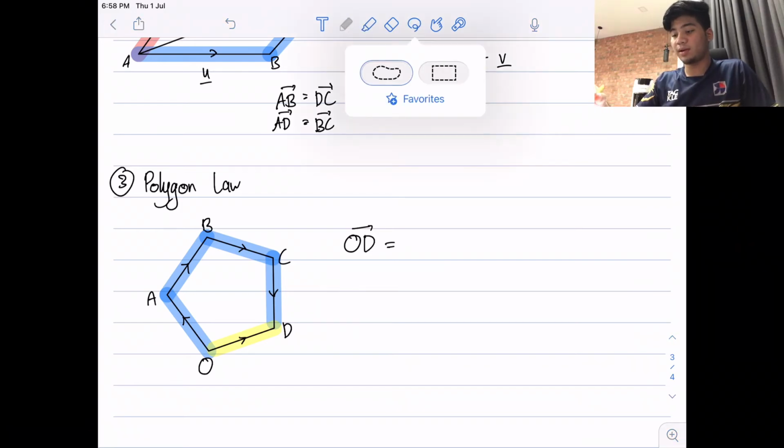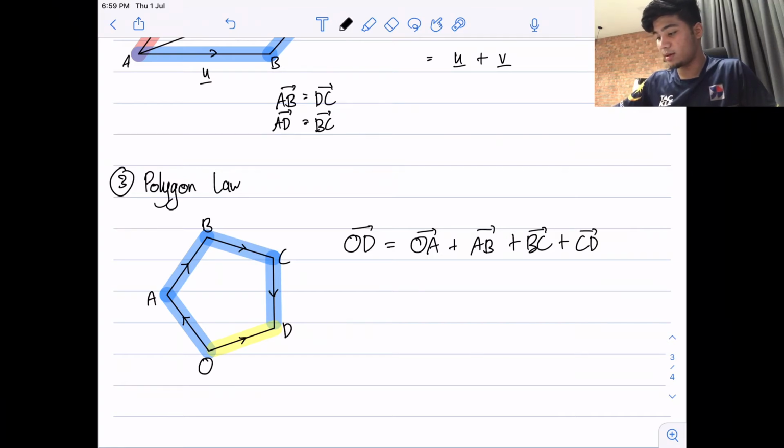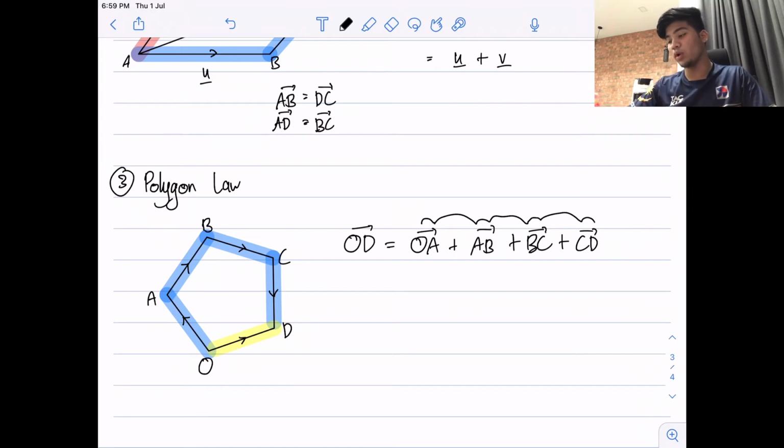So we can actually write out that OD equals OA plus AB plus BC plus CD, alright? You get it? It's like hopping. So it's O to A, then A to B, B to C, C and ends at D. So it's the same thing as O going all the way to D. Alright? So that's just the method of answering, usually for vectors.